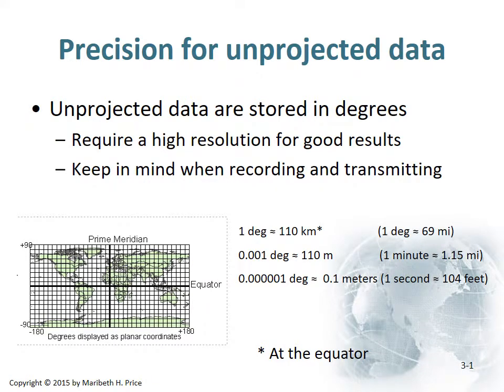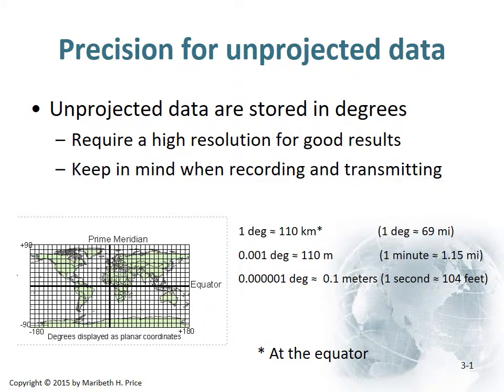So, unprojected data. Geographic coordinate systems are unprojected, stored in degrees, minutes, and seconds. And here again, I've given you the values a couple of different times. But when you're dealing with unprojected data, it's good to remember what those values actually mean: degrees, minutes, and seconds. And I've given you the English equivalents. And here we've got both the metric and English equivalents, where a degree is 110 kilometers or 69 miles.